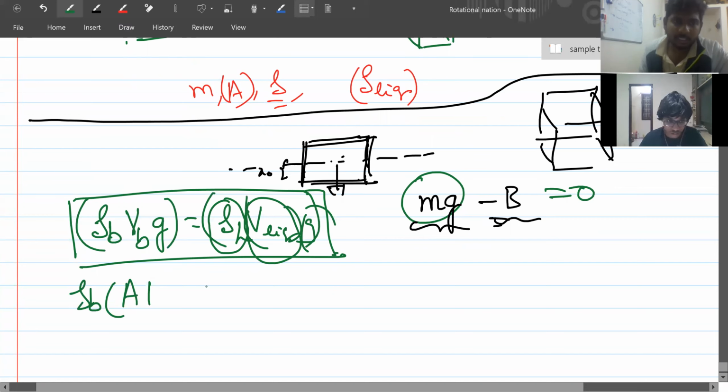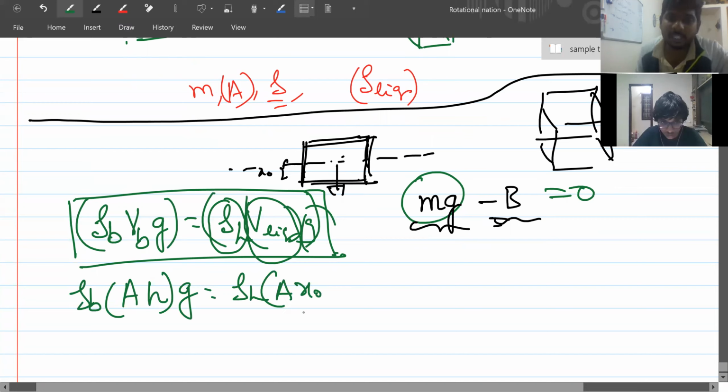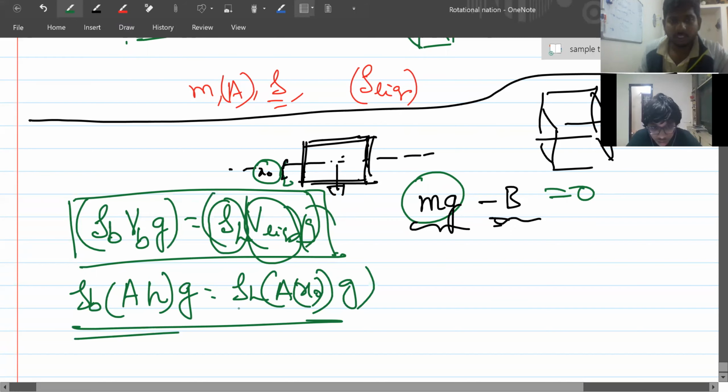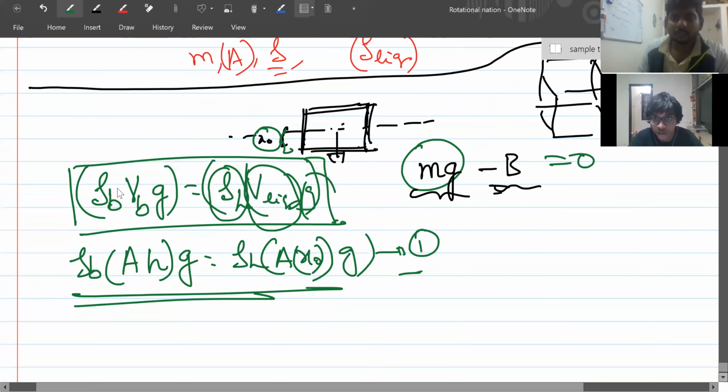Area of the body into height of the body into g is equal to density of liquid into area of the body into x naught. Liquid displaced is nothing but volume displaced. Volume is how much? Base area into how much is already displaced. I told you, x naught distance. That much volume will be displaced: A x naught into g. Are you getting this or not? Keep it as the first equation. This is all at equilibrium.